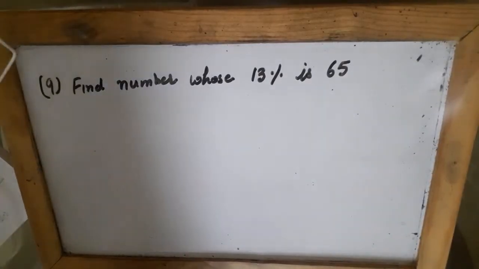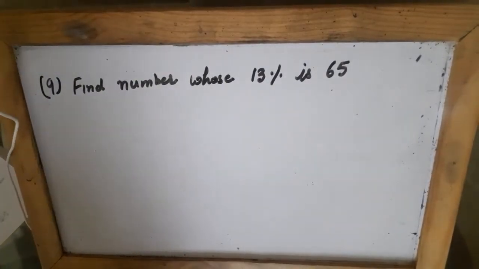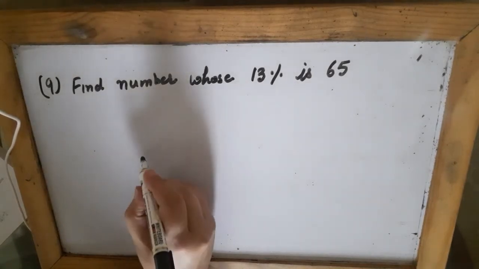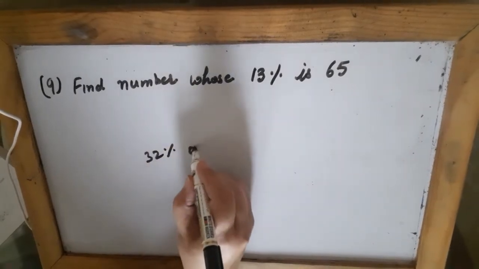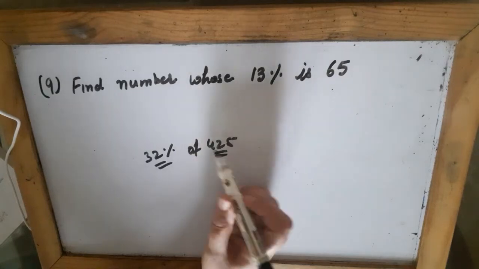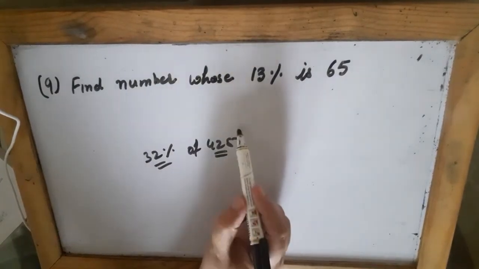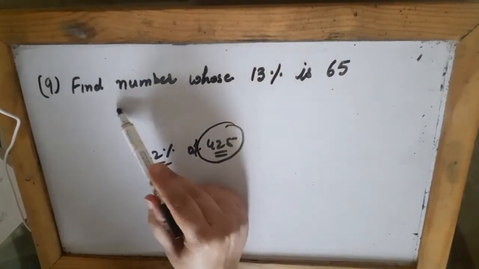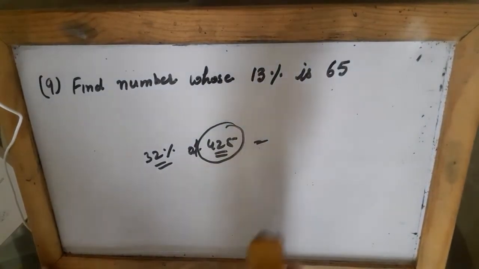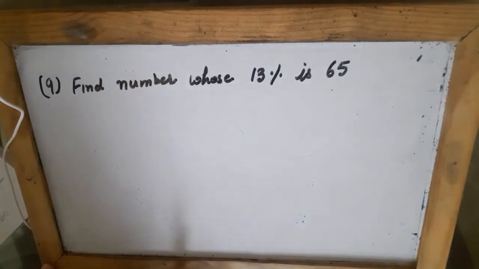Now we come to the 9th question. They are asking you to find a number. In the 7th and 8th question, we were finding the percentage of the given number. Like it was given 32% of 425. We were asked to find the percentage of the given number. Now in the 9th question, we have to find this number. Find a number, and they have given you the percentage, what is 13% of that number.